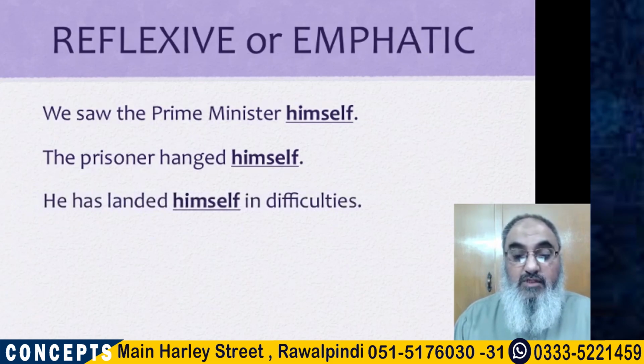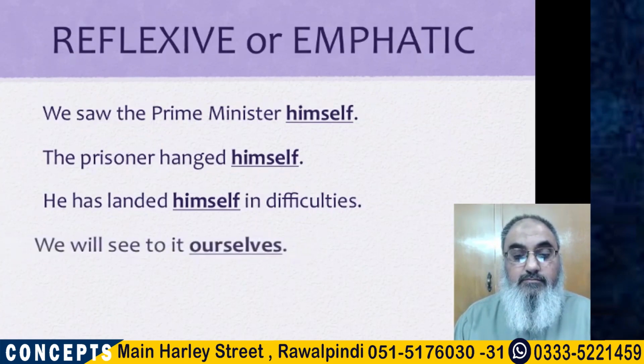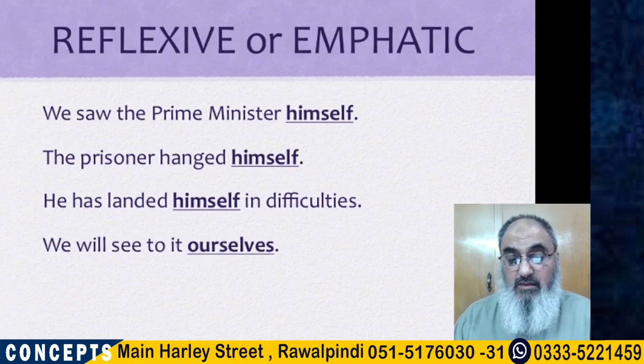He's landed himself in difficulties. He has landed whom in difficulties? He has landed himself in difficulties. So himself is the object of landed, and it cannot be removed from the sentence. We will see to it ourselves. Ourselves is only for emphasis again. It is not the object of the verb, which is see. So it is an emphatic pronoun. It can be removed. We will see to it. Ourselves may or may not be used.